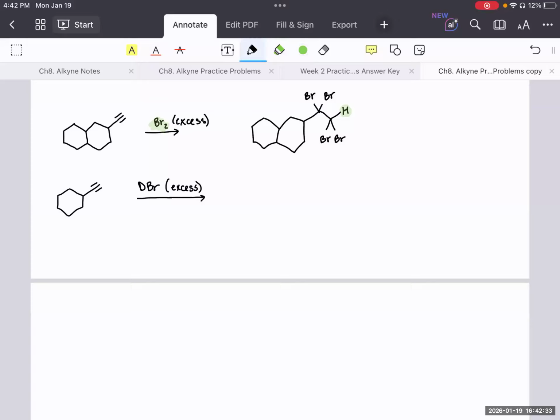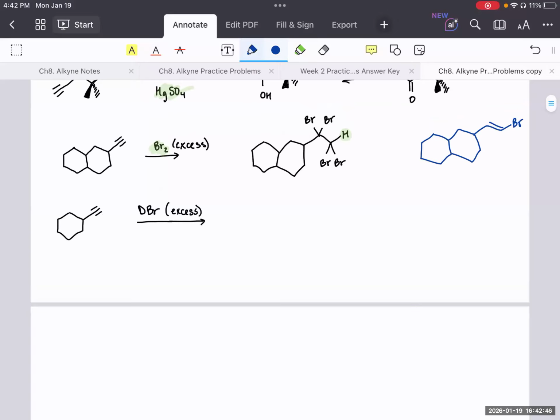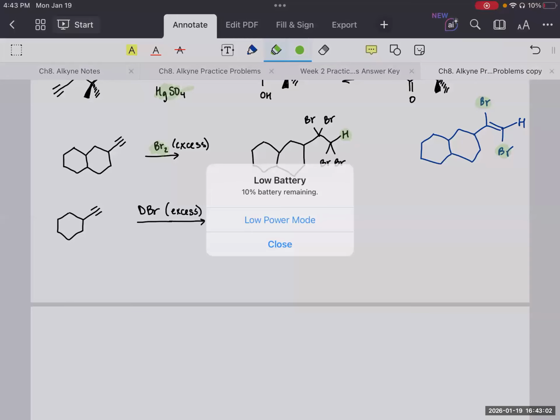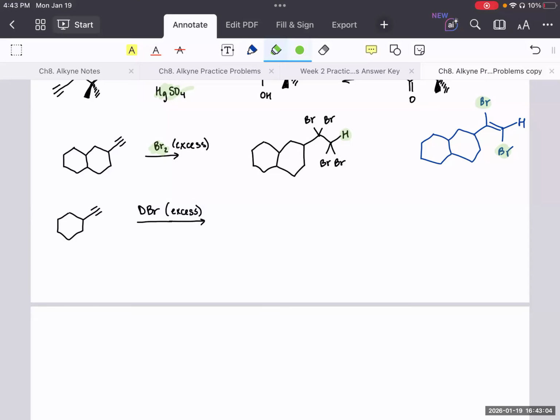If you only had one addition, so let's say that it was Br2 with one equivalent, then the product would be this, where you just get a bromine to each of those carbons. And note that I put those anti to each other because Br2 addition goes through that bridged bromonium ion, and so we get anti addition. But that's only if we had one equivalent. If we have excess, then we just get full halogenation and don't have to worry about the stereochemistry.